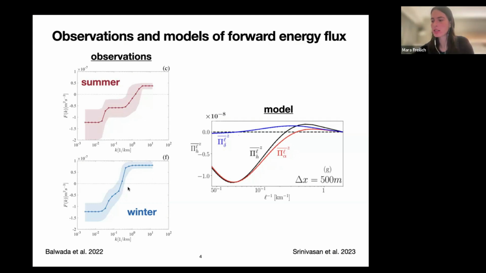And what drives this forward energy flux? Is it some sort of instability due to the deeper mixed layer, or is it because of the slope in the thermocline or something?